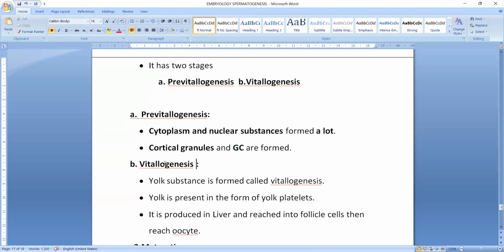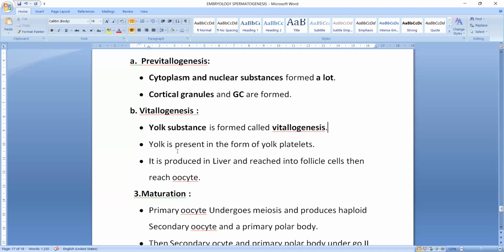Then vitellogenesis. Vitellin simply means yolk substance. Here yolk substance is formed in this phase, and that process is called vitellogenesis. Actually the yolk does not exist as granules. It is like yolk platelets, that is, spherical in shape. In other eggs, generally yolk is present as granules, but here in vertebrates, particularly in mammals, the yolk is present in the form of yolk platelets. Actually it is produced in the liver of the fetus and reaches the follicle cells.